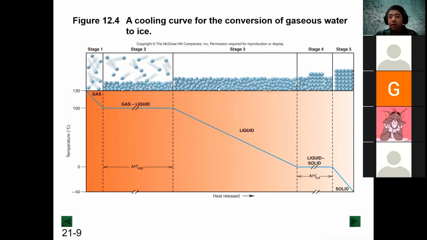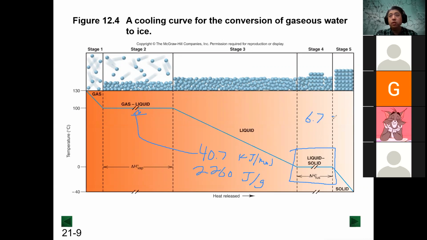In most cases, they should provide that. But if it's for water, I recommend that you know it. So delta H vaporization, what is our value for that? If you can remember those off the top of your head. It's 40.7 kilojoules per mole, and that's for this value right here, right? Or it is 2,260 joules per gram. And then the one over here, I believe it was 6.07 kilojoules per mole. And then this one down here was 334 joules per gram.